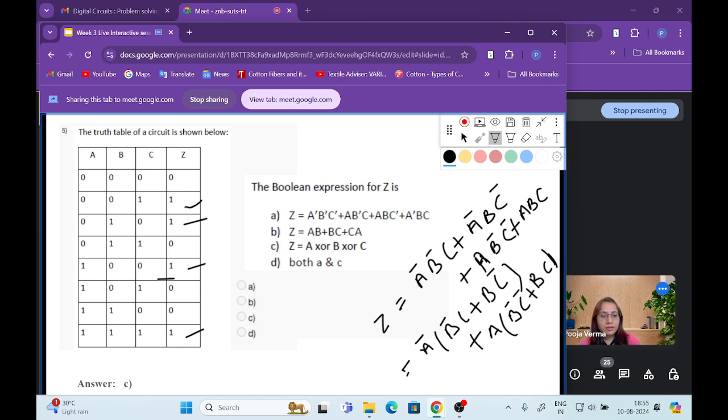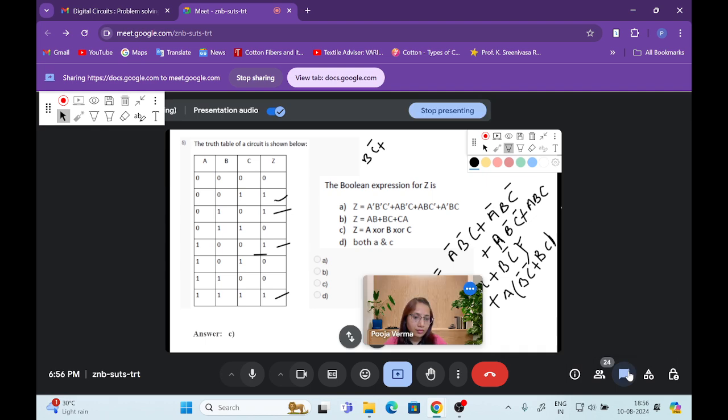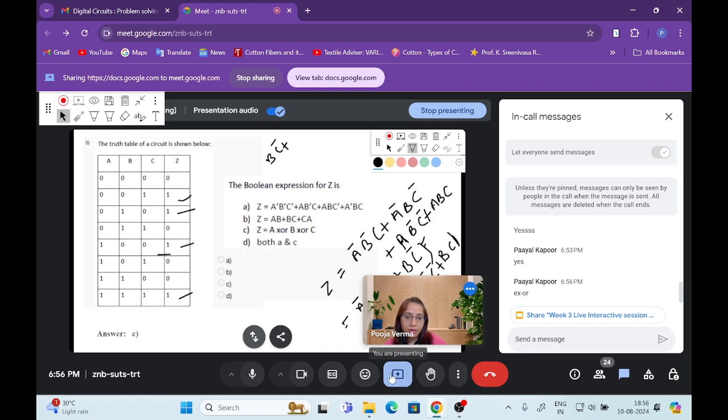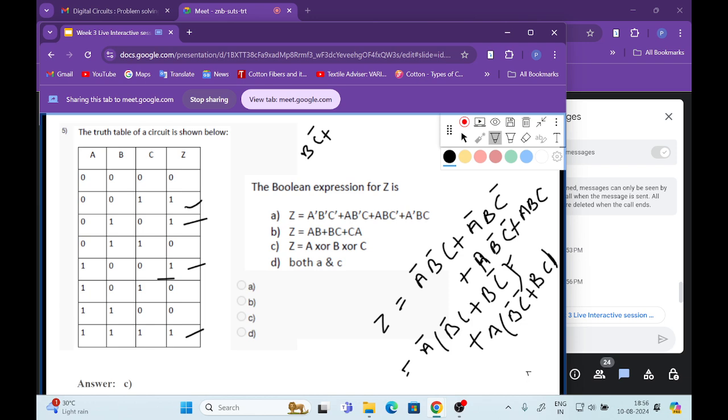Now next, what is the expression for this one and this one? This is the XOR gate operation, XOR gate expression. That means B bar C plus B C bar. We can write it B XOR C, right? For this one. And similarly for this is the XNOR gate operation, XNOR gate expression, B bar C bar plus B C, and it is represented by this symbol.